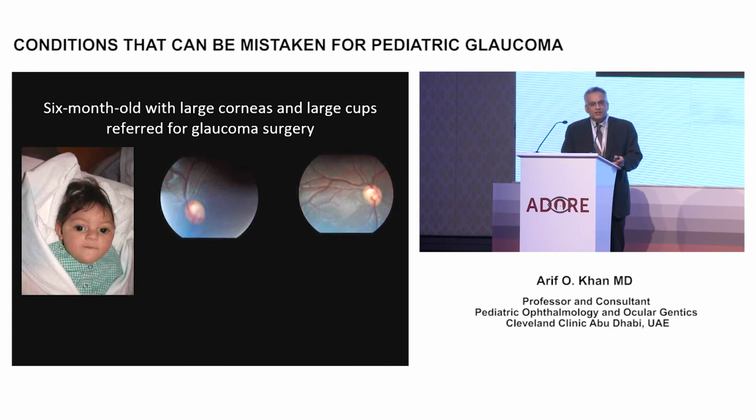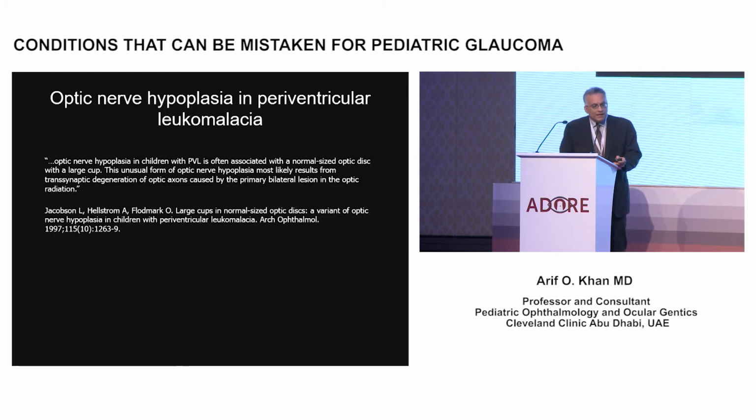Periventricular leukomalacia is associated with a form of optic nerve hypoplasia that manifests as cupping. This child has a hyperopic refraction, the pressures are not high, she's been stable for many years. She doesn't have glaucoma, she has megalocornea and optic nerve cup enlargement from periventricular leukomalacia. Again, this is something that is seen in premature infants.